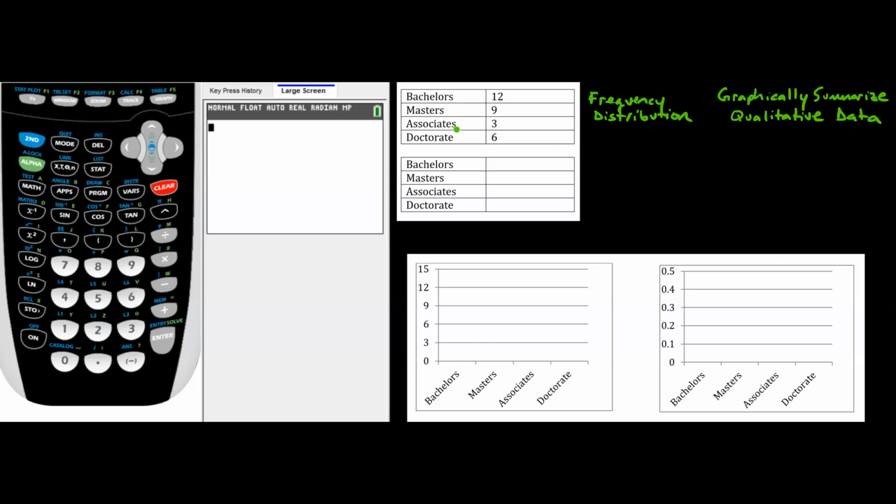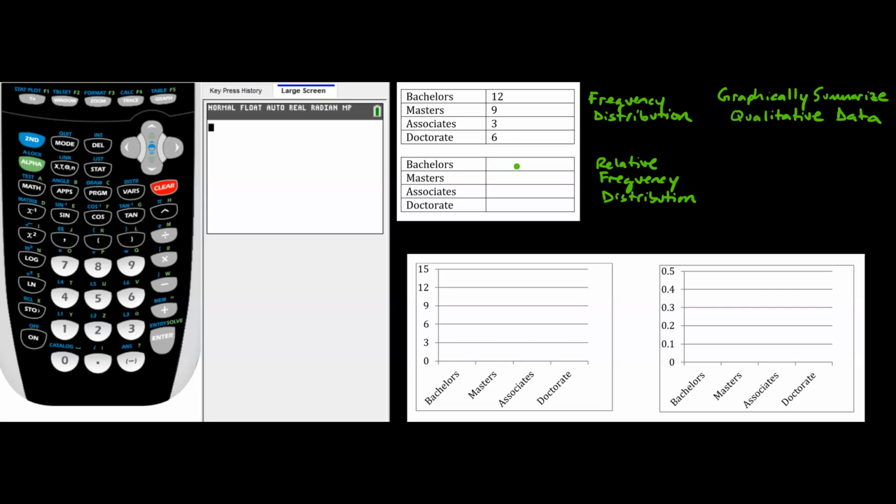Now, many times when we look at a frequency distribution, we're also interested in a relative frequency distribution. A relative frequency distribution is a little bit different in the sense that instead of looking at frequencies, we look at relative frequencies or percentages within each category. So a relative frequency distribution is a table of percentages versus a frequency distribution being a table of counts.